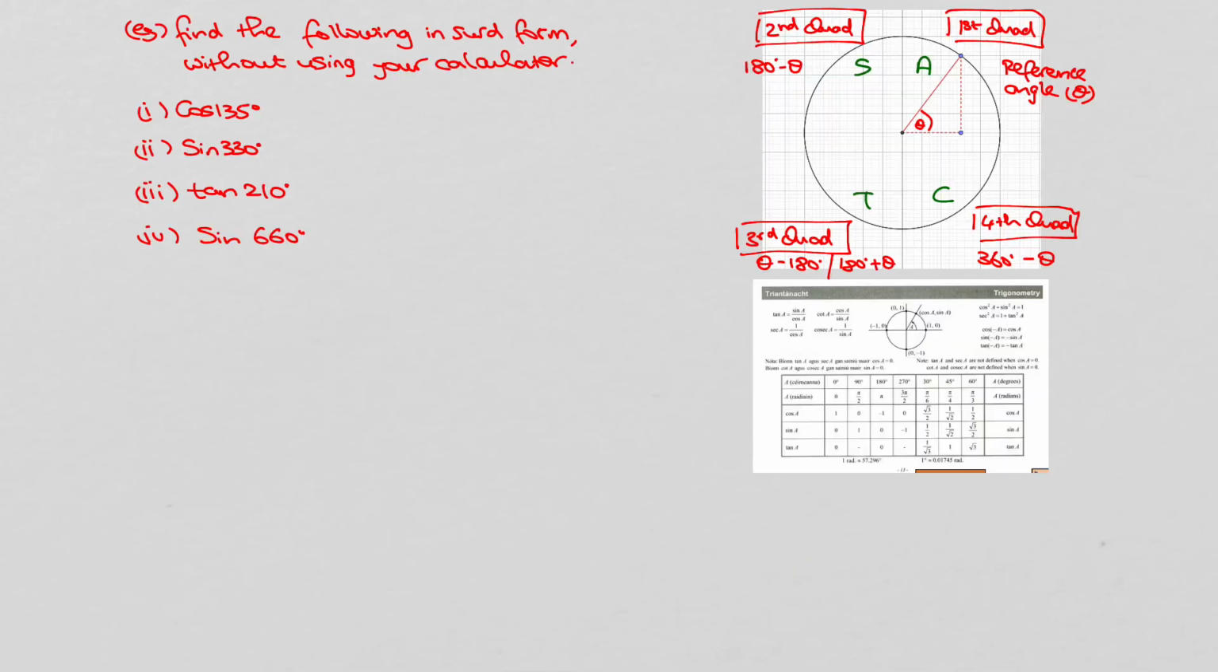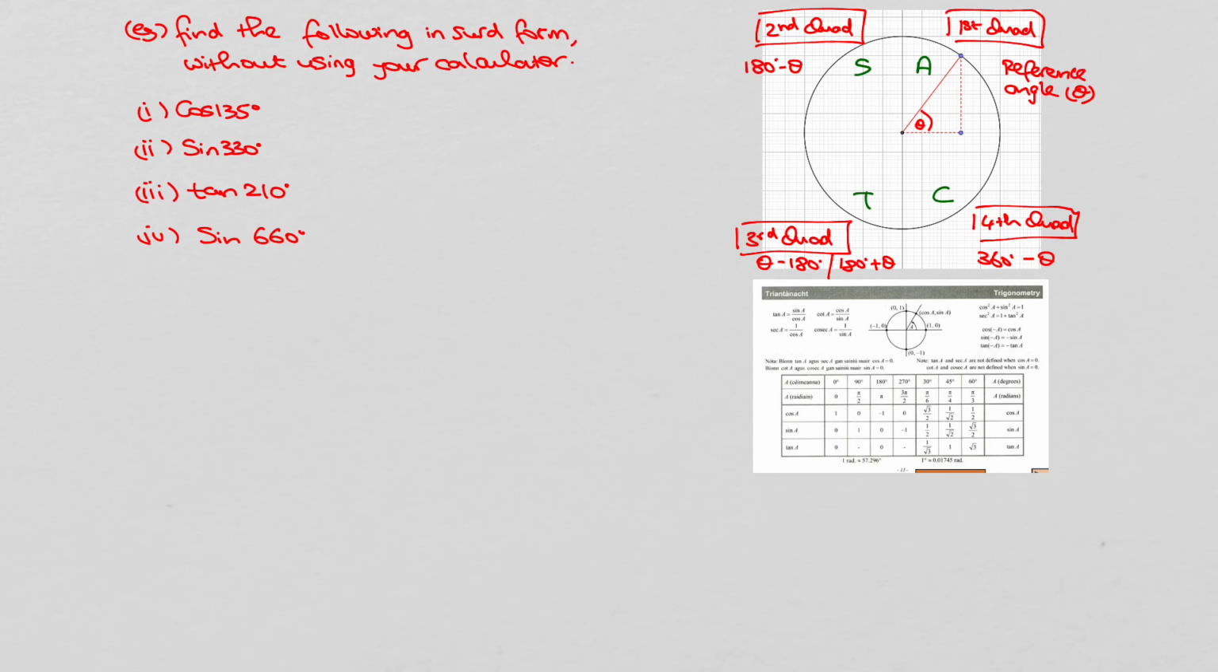Okay, so we're going to find the following angles in surd form, and we're not allowed to use our calculator, but we can use page 13 in our maths tables. So in other words, we're going to look at our special angles, 30, 45 and 60 degrees, using the fact that in the first quadrant, this is our reference angle. In the second quadrant, the relationship is 180 minus theta and sine is positive. In the third quadrant, only tan is positive and theta minus 180 degrees is our relationship. And in the fourth quadrant, only cos is positive and 360 degrees minus theta is our relationship.